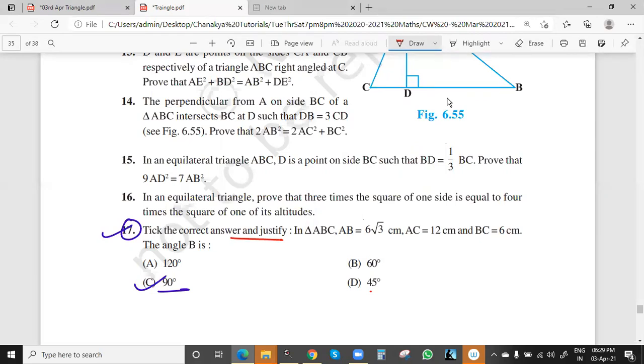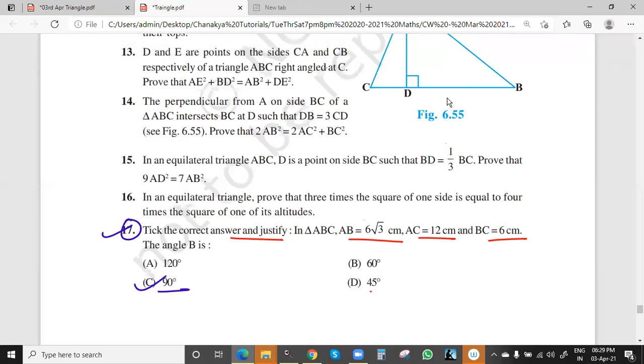Triangle ABC is given. Angle B is this one. AB, AC and BC are given. So now before drawing a triangle, first we can see Pythagoras theorem, because the chapter is actually Pythagoras theorem. This exercise is based on Pythagoras theorem. So the longest side will be AC. AC square we find is 144. And the other two sides we can add their square values.